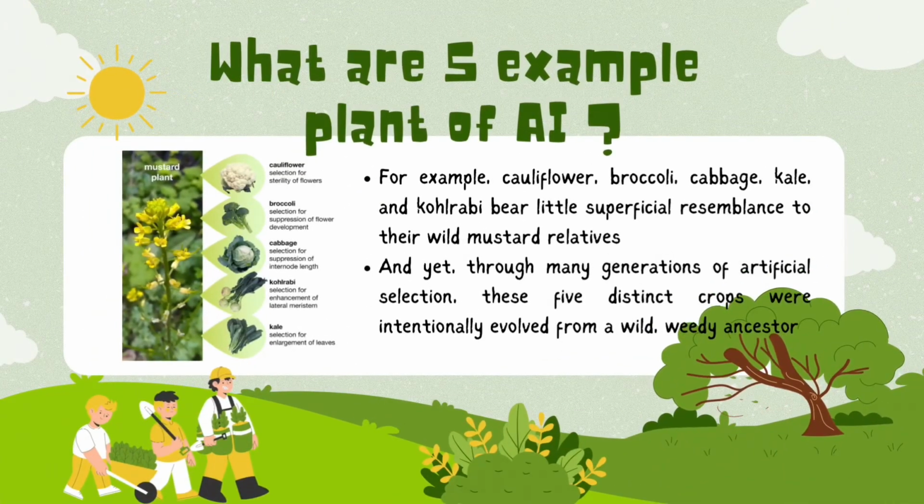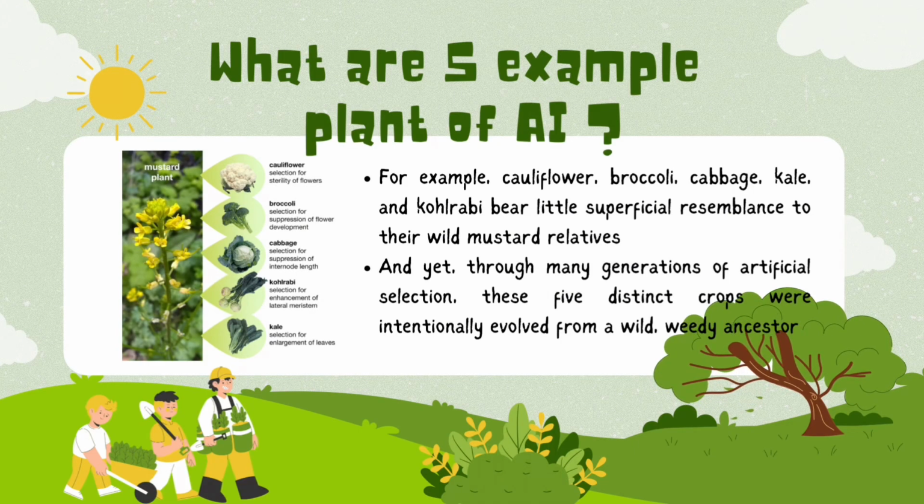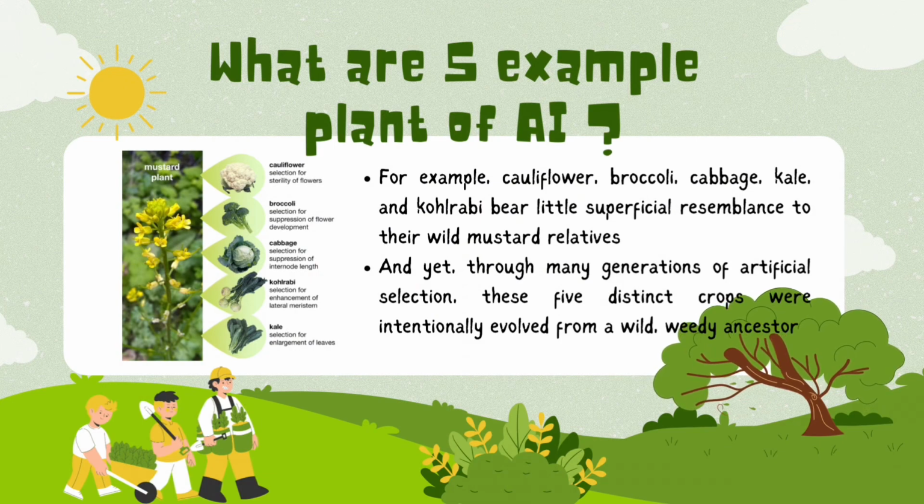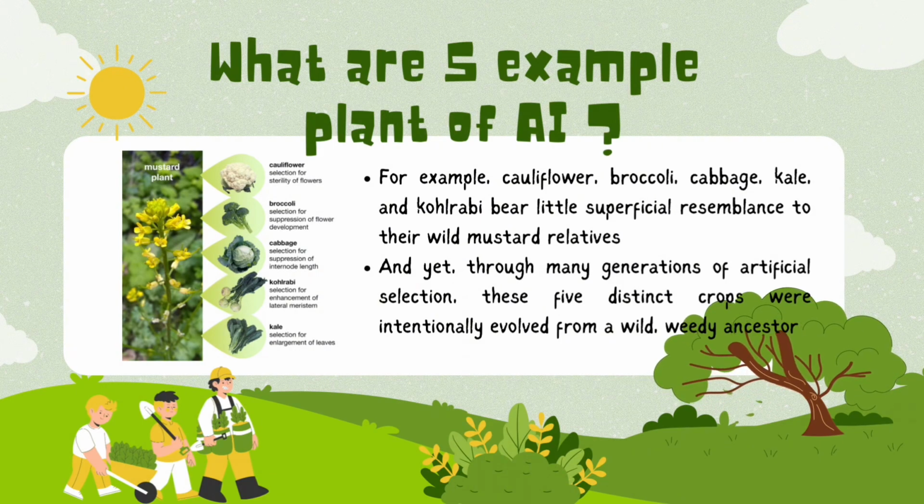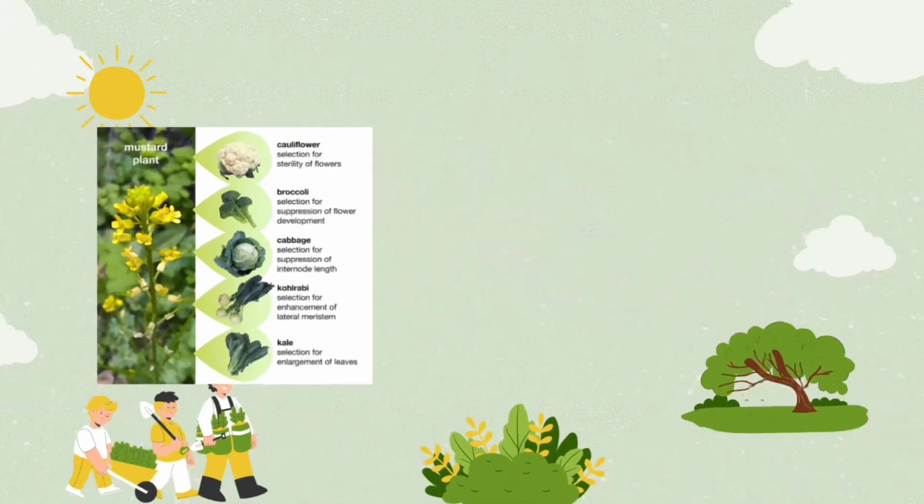For example, cauliflower, broccoli, cabbage, kale, and kohlrabi bear little superficial resemblance to their wild mustard relatives. And yet, through many generations of artificial selection, these 5 distinct crops were intentionally evolved from a wild, weedy ancestor.